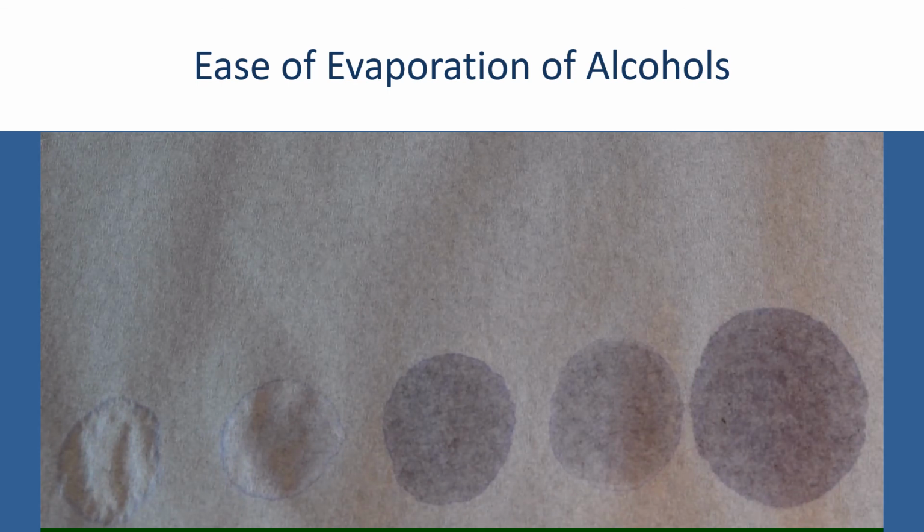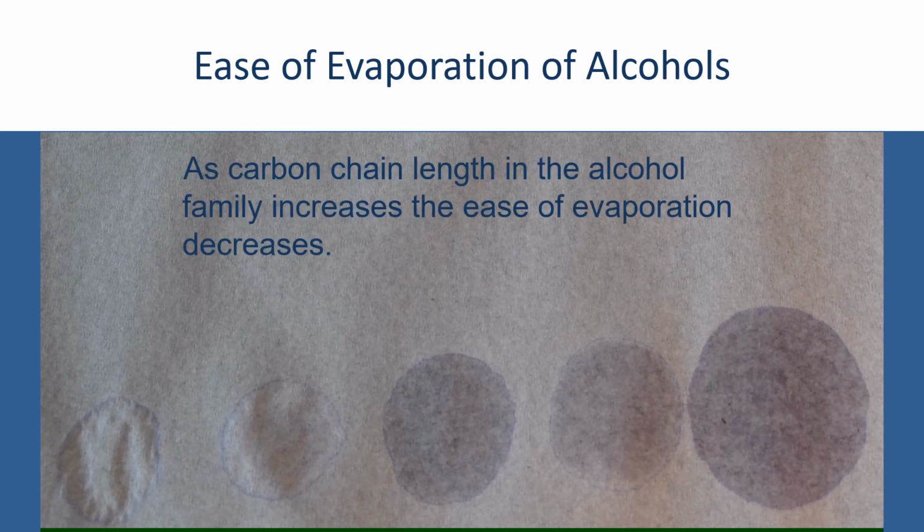As you can see there, methanol, the smallest of the alcohols, has been the first to evaporate, followed by ethanol with 2 carbon atoms. If we were to leave this experiment running, we would find that the propan-1-ol would be the next to evaporate, followed by the butan-1-ol, and finally the pentan-1-ol. And we'd find that as carbon chain length in the alcohol family increases, the ease of evaporation decreases.